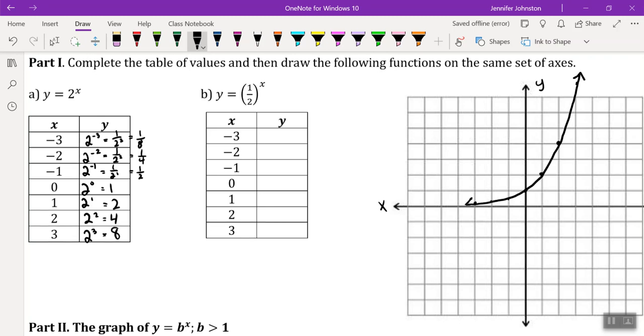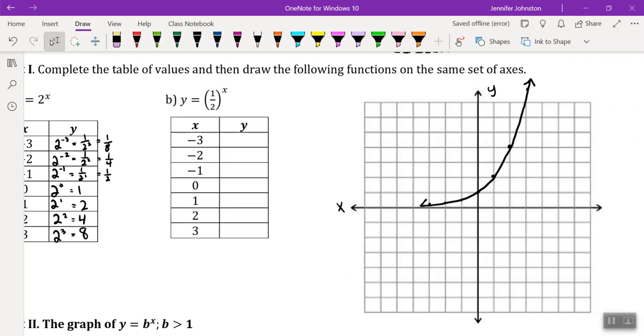All right, is that increasing or decreasing? Press pause, go look back at the definition. Yeah, it's increasing. And we've got to give it its name. It's y equals 2^x. All right.